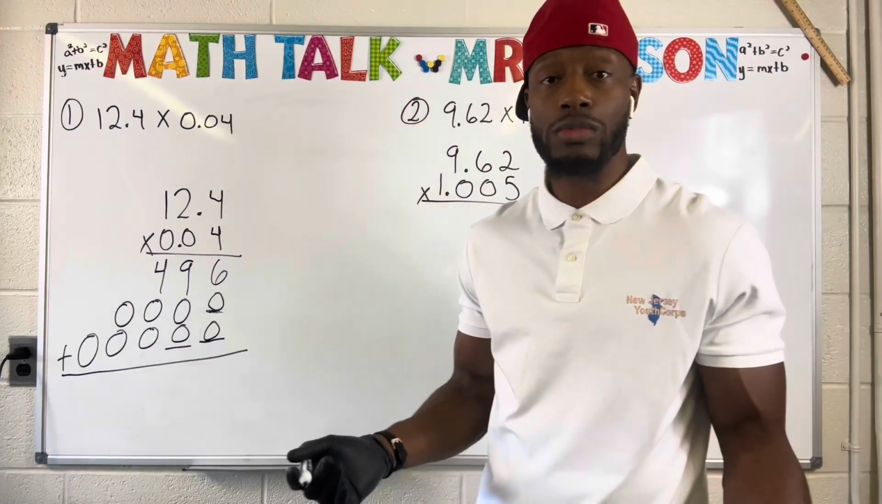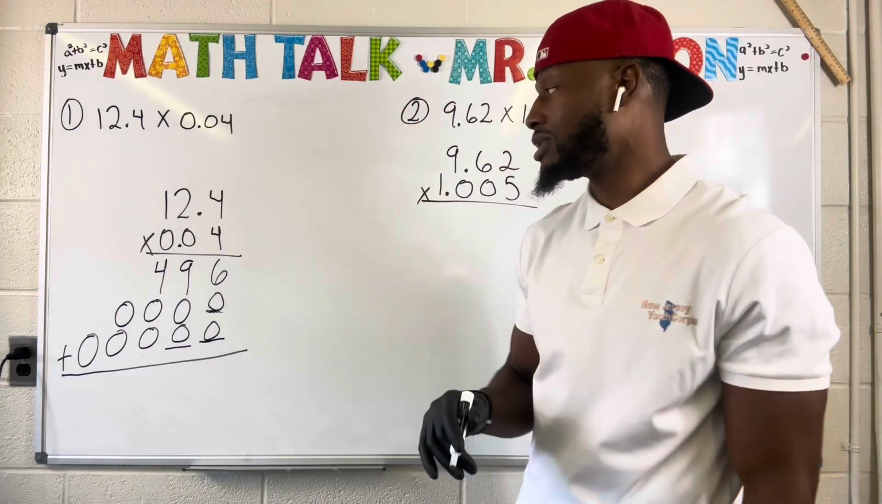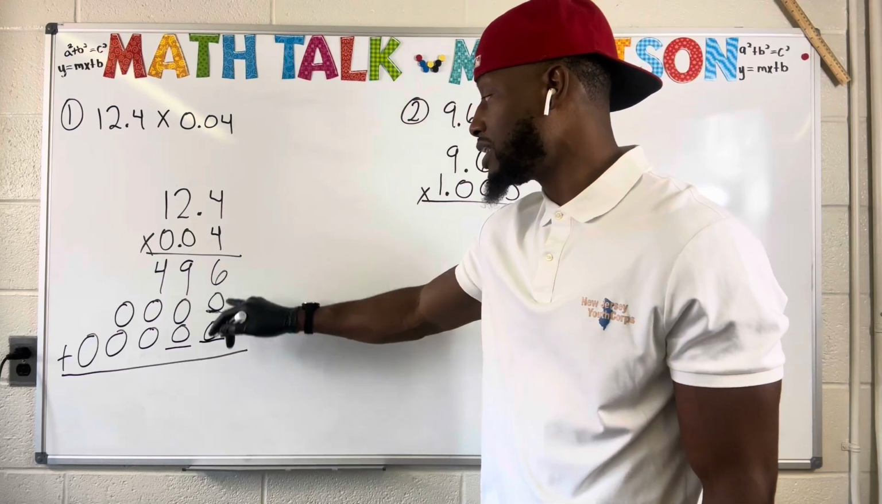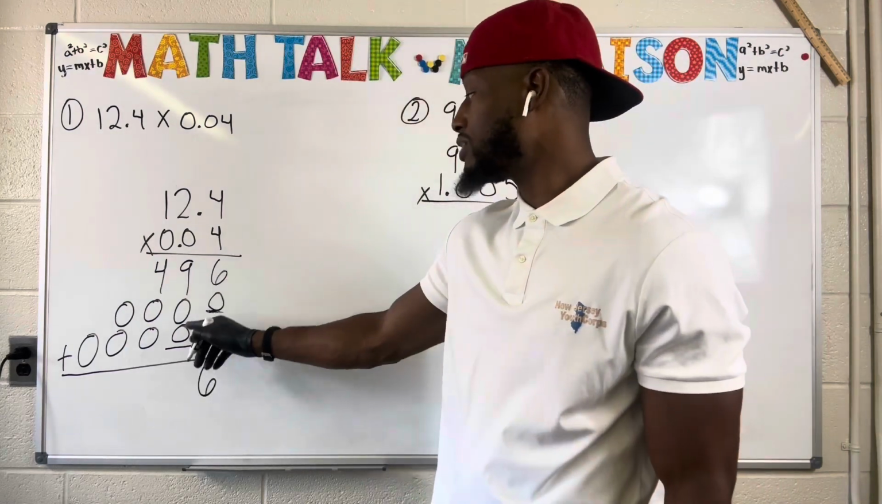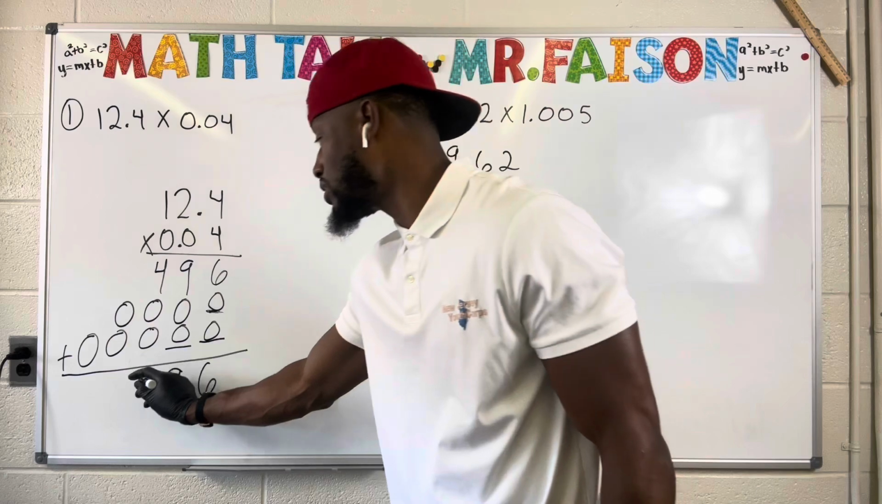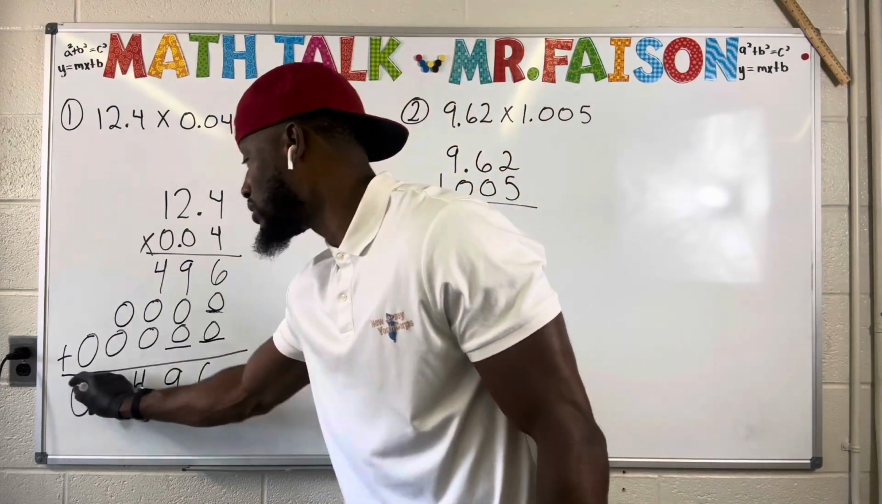This is just how we would do normal multiplication if we had big numbers. What we're gonna do is just add everything up. 6 plus 0 is 6. 9 plus 0 is 9. 4 plus 0 is 4. 0 and 0, and that's 0, right?